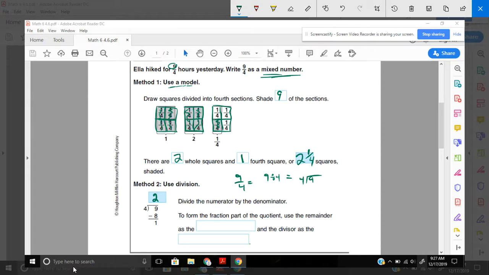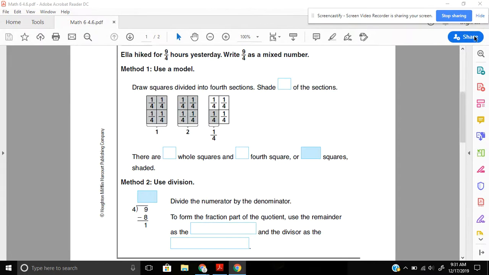So to form the fraction part of the quotient, use the remainder, which in this case is 1. Use that as the numerator, and the divisor as the denominator. So remember, the divisor is this number. So 1 is our remainder, that's our numerator, and our divisor is 4, that's our denominator. You'll notice I got the same exact answer as when I used a model. Okay, go ahead, flip to the back. Let's see another example.